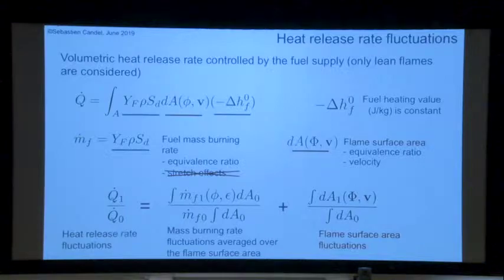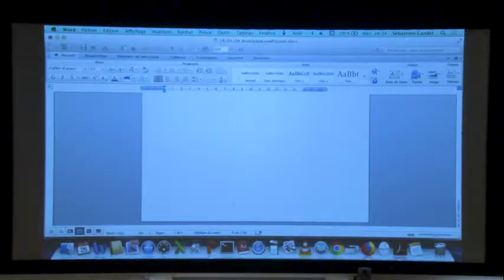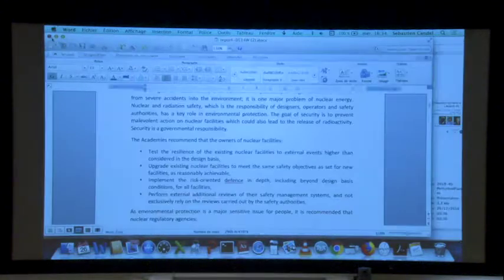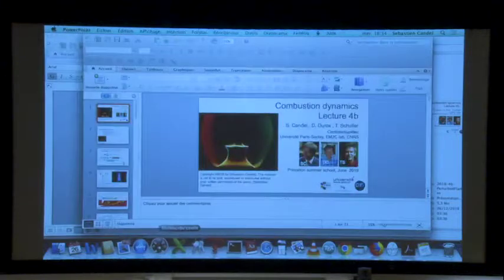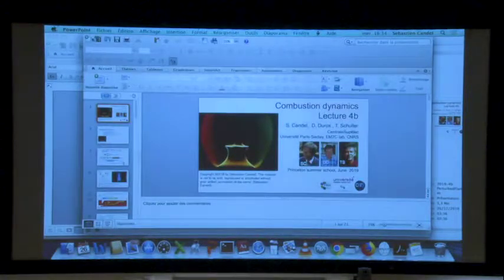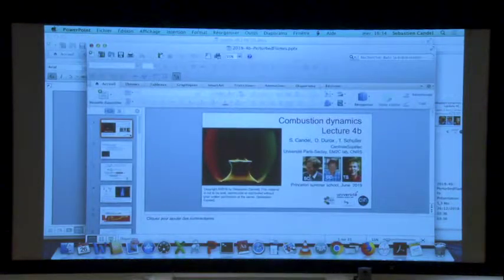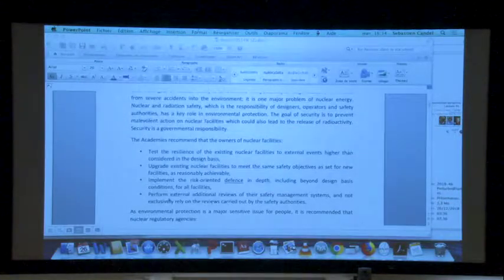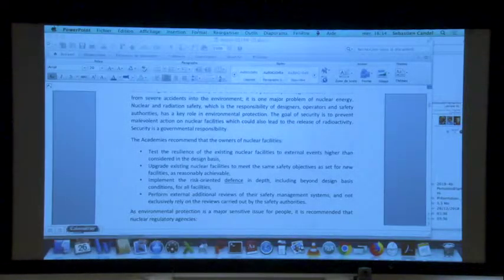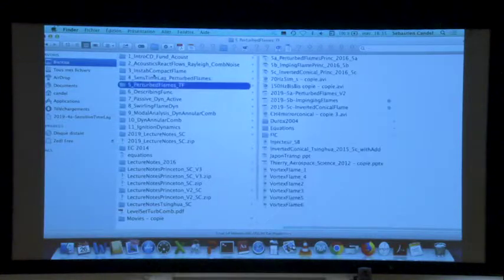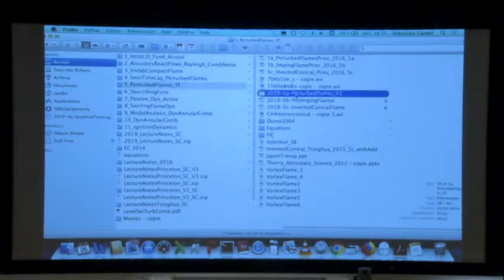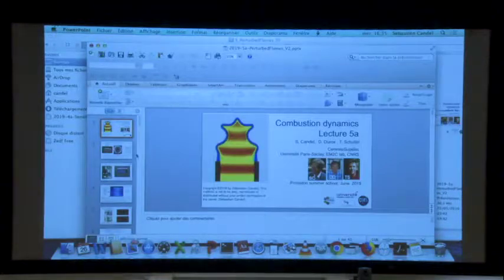So this was just an initial start on these perturbed flames, and we are going to continue. Unless there are questions. So now we go here.